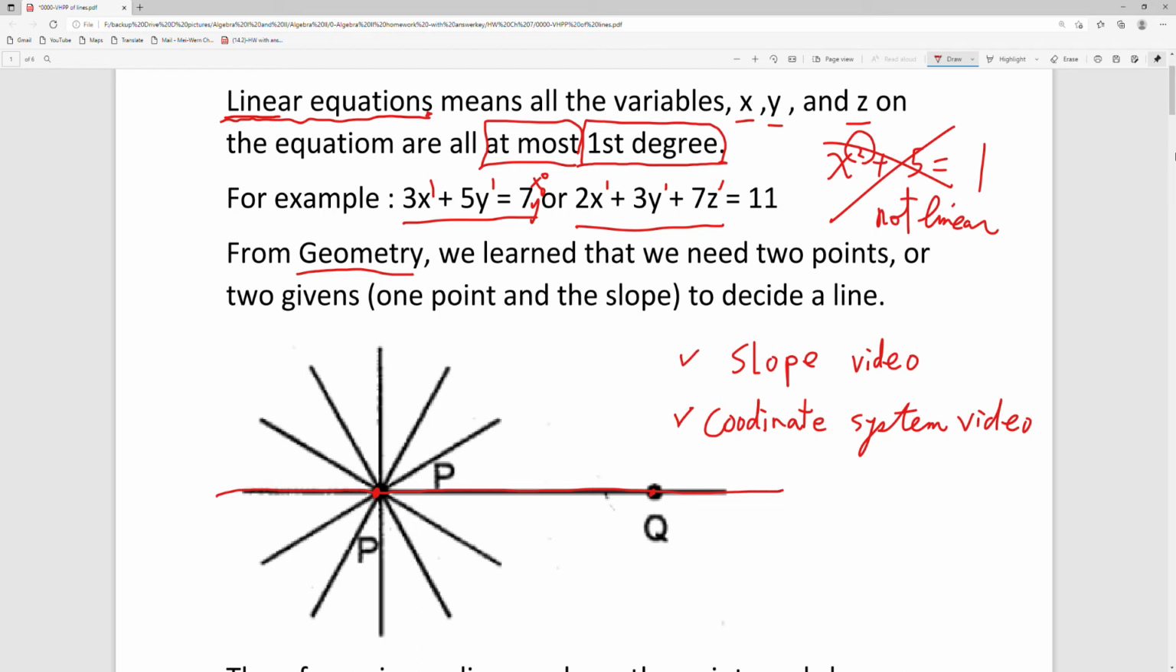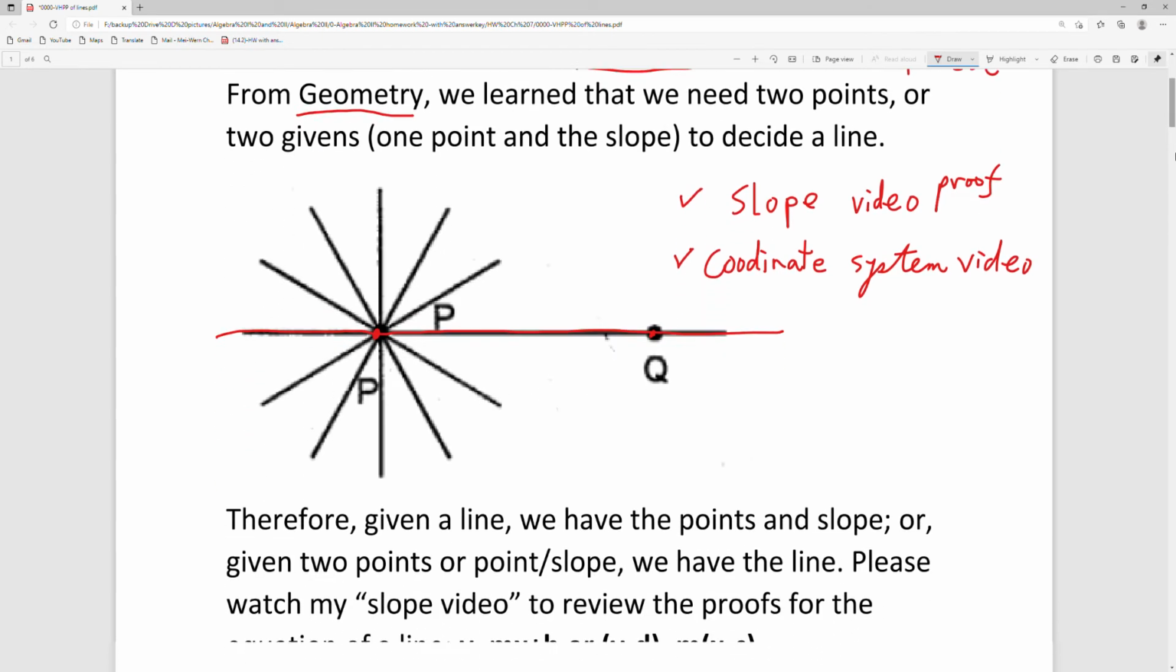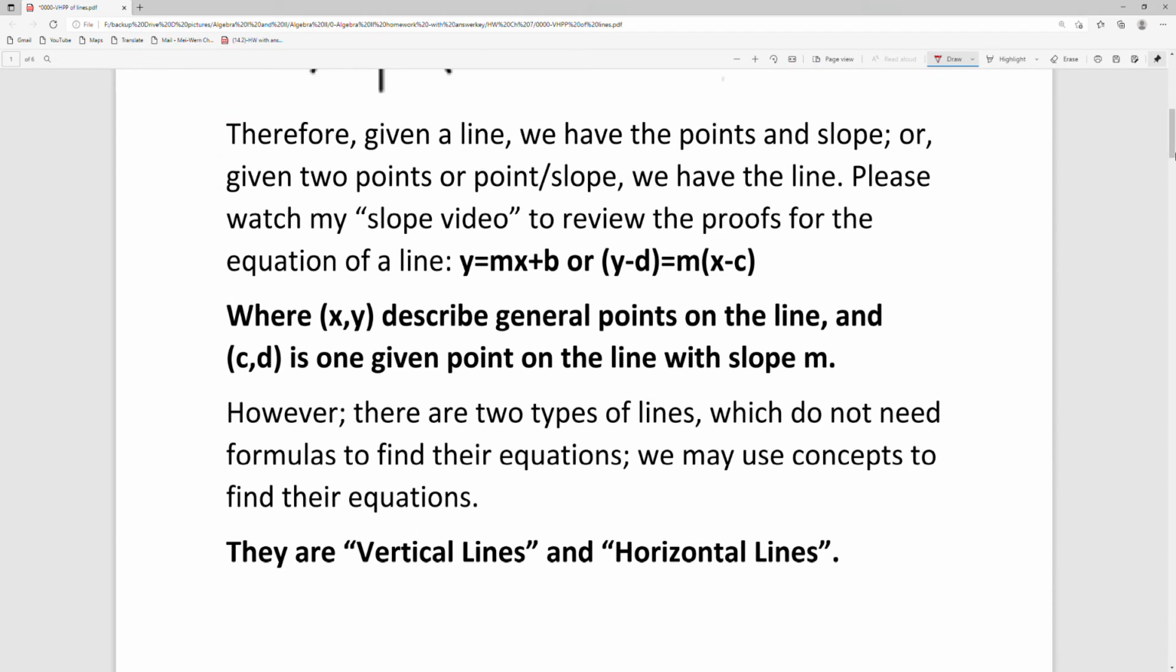So after you watch the slope video, I have a proof for the formula for the equations. So let me show you here. We did prove the formula for the equation of the line y equals mx plus b, or another formula. So if you have a slope and the y-intercept, so 1 point and 1 slope, right? But this point happens to be the y-intercept. Y-intercept means x equal to 0.